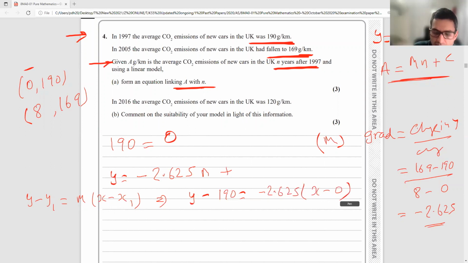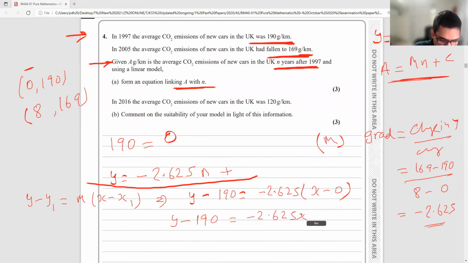So guys, we can use either of the two points. If we are using this one, we can substitute to find that out. So we end up with y minus 190 is equal to minus 2.625x, and we can rearrange that if we need to. And our answer is going to be y equals minus 2.625x plus 190. So this is the equation of the line, right? Nikhil, I think that is right. Yes, that looks all right to me. Well done, Nikhil. And yes, your gradient is negative as well.